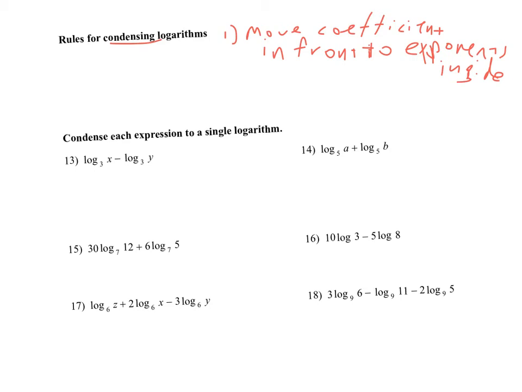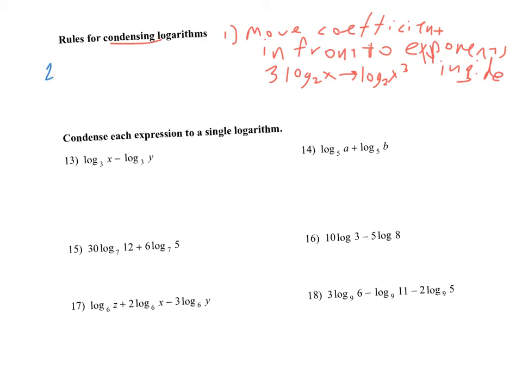So if we have something like 3 times log base 2 of x, we're going to turn that into log base 2 of x to the 3rd. So on the previous page, we would move that 3 out to the front. Now, if you're going to have a number in front, you move it up to the exponent.